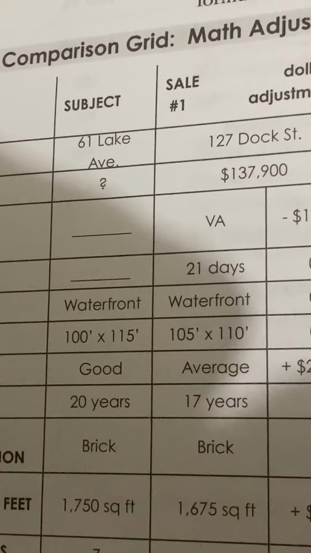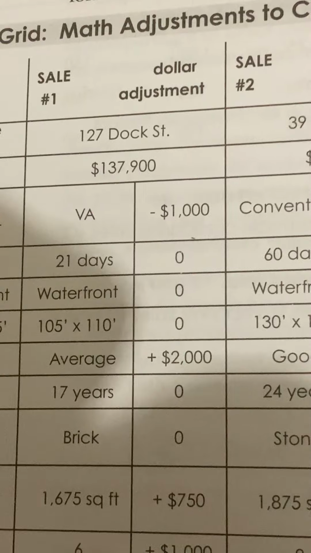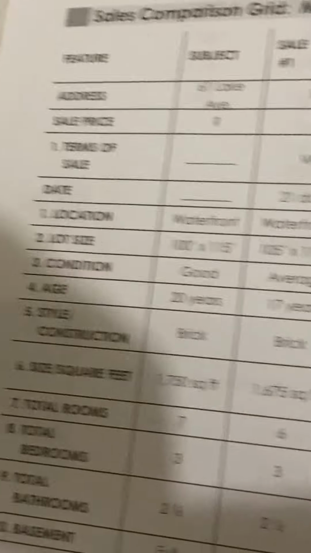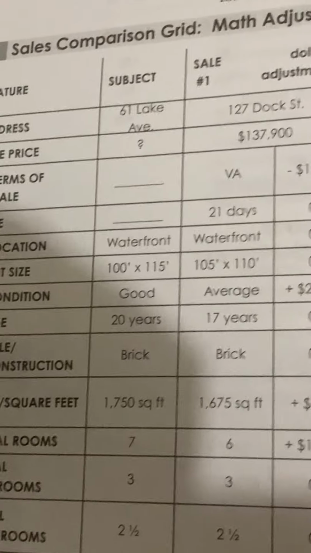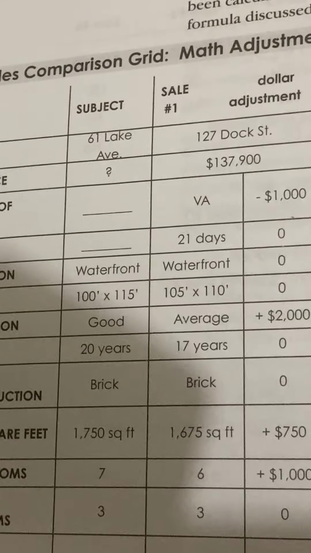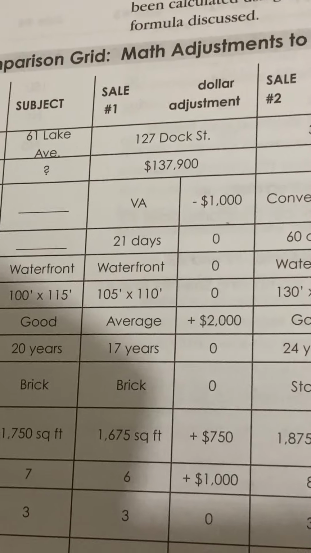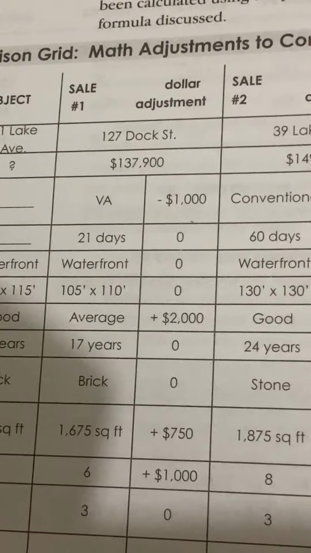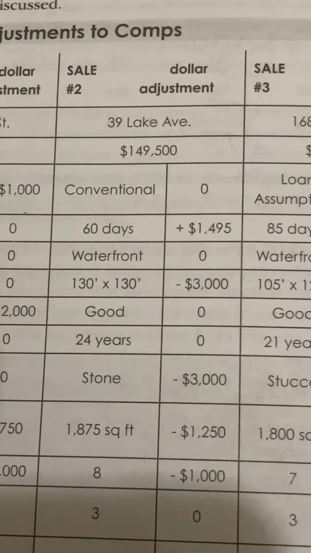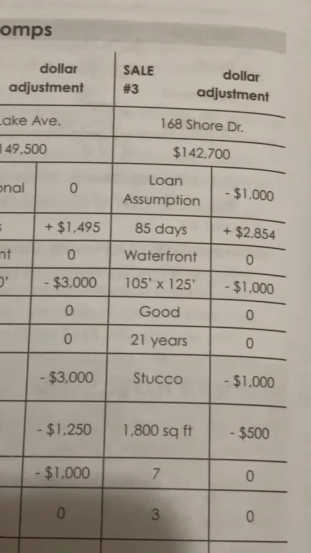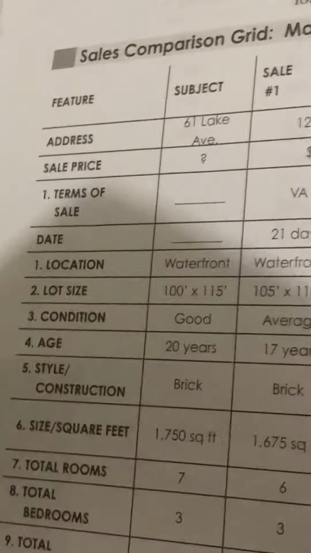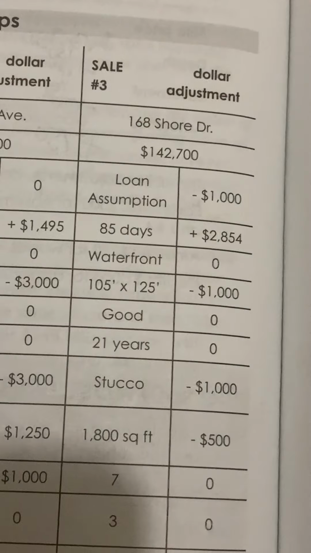For location, the subject's on a waterfront. Comp 1's on a waterfront, so it's a wash. Comp 2 and Comp 3, they're all on waterfront, so no adjustments. Lot sizes. The subject's on 100 foot by 115 foot. Comp 1's on 105 foot by 110 foot, so no adjustment. Comp 2's on 130 foot by 130 foot, so a minus $3,000 adjustment downward. And Comp 3's on 105 by 125 lot size, so it's a $1,000 downward adjustment on that one.